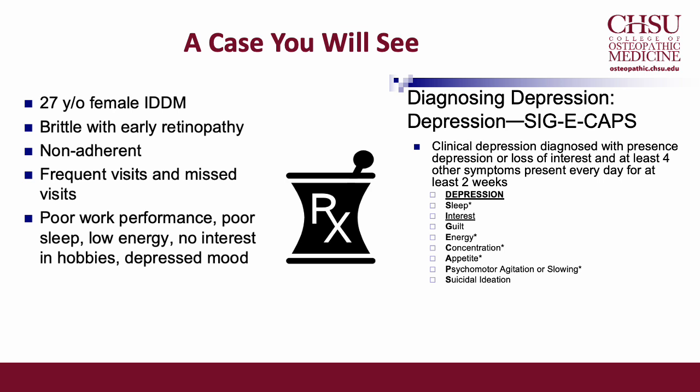This range of symptoms might sound a little bit like a memory tool that we use with medical students that refers to the symptoms of depression as they're described in the DSM-5. Rather, I should say the symptoms of a major depressive episode. Those symptoms, spelled out as SIG-E caps, speak to changes in sleep, changes in a person's interest, feelings of guilt, changes in their energy, decreased concentration, changes in appetite, either too much or too little, psychomotor agitation or psychomotor slowing, and the last one that we certainly don't want to miss, any type of suicidal ideation.